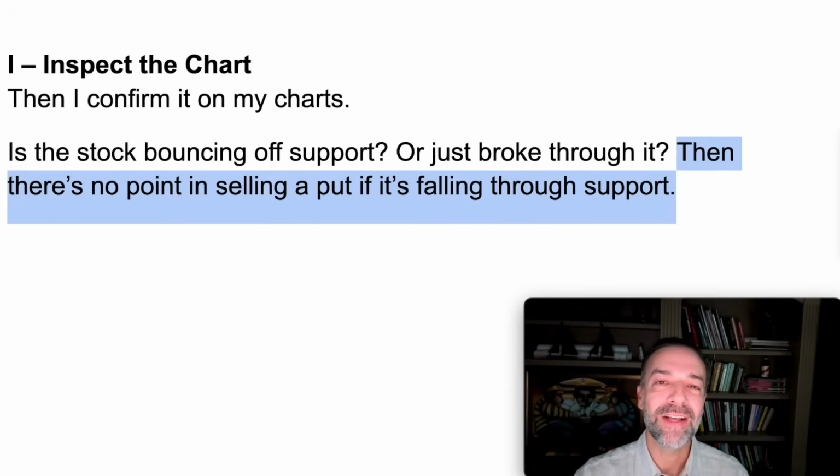You see, even if my AI has told me there's a bullish sentiment, if the stock has just broken through support, do I really want to be selling a put option close to the money? I don't think so. If it's just falling through support, then I want to wait even if there is a bullish sentiment in the stock.